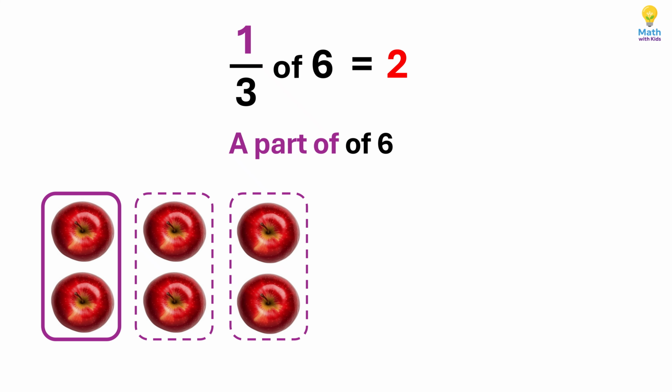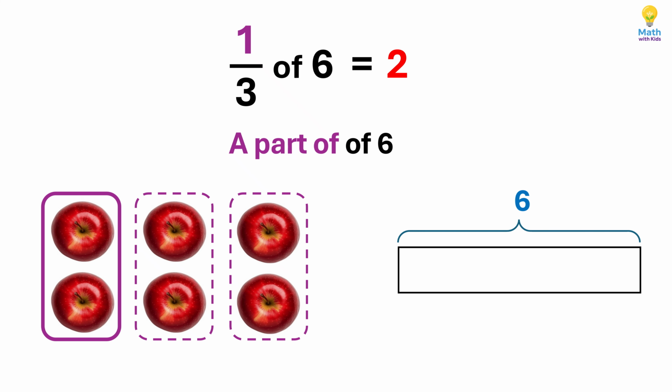We can also do it with a long bar. Draw a long bar to represent the number 6. Then, divide the bar into 3 equal sections and take one section. This section also represents 2. This is how we find a part of a whole number.